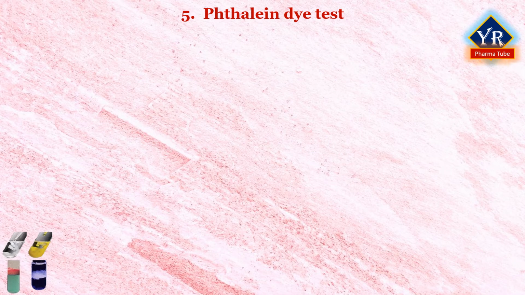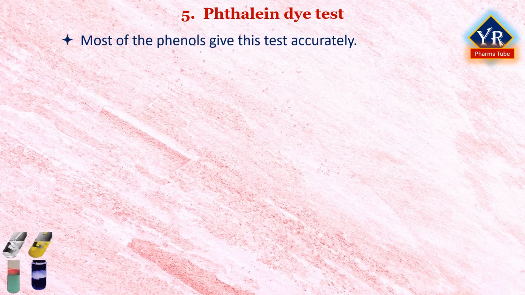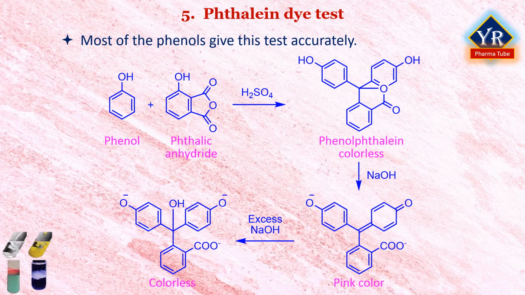Number 5. Phthalate dye test. The phthalate dye test is also known as the phenolphthalein test. Most of the phenols give this test accurately and show the result precisely. Phenol gets condensed on heating with phthalic anhydride in the presence of concentrated sulfuric acid and forms phenolphthalein. Phenolphthalein gives pink colored compounds on reaction with a limited amount of sodium hydroxide, while in excess of sodium hydroxide, it gives a colorless compound.